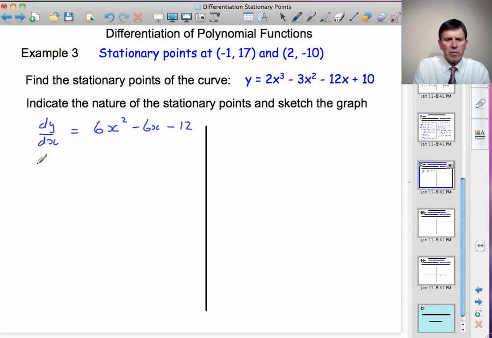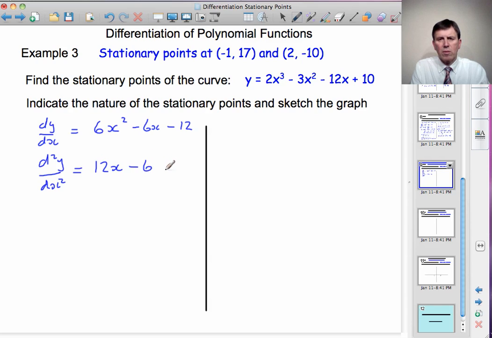So find the second derivative, d2y by dx squared. Differentiate 6x squared, we get 12x. Differentiate minus 6x, we get minus 6. Differentiate minus 12, we get 0. And I'm now going to look at d2y by dx squared when x is minus 1, the first stationary point, and when x is 2, the second stationary point.